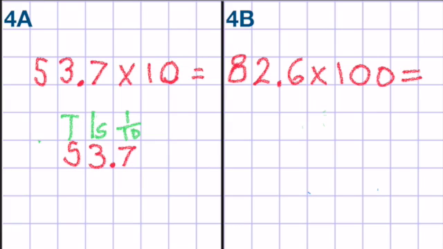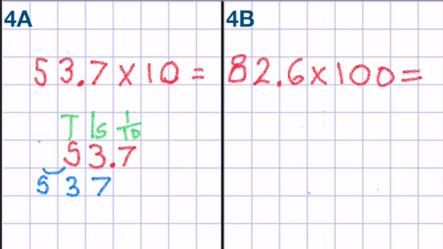And we're multiplying by 10, so the digits are all going to move one place left. So my 5 is going to go here, my 3 here, and my 7 here. The digits move one place left because we're multiplying by 10. So it's 537.